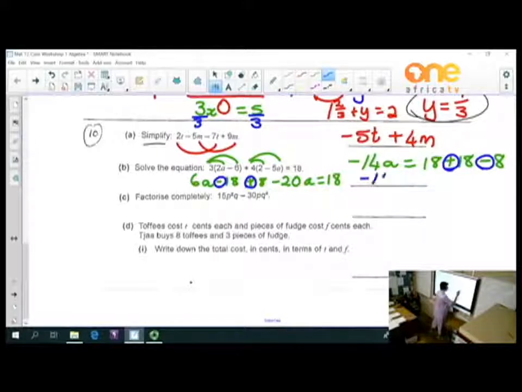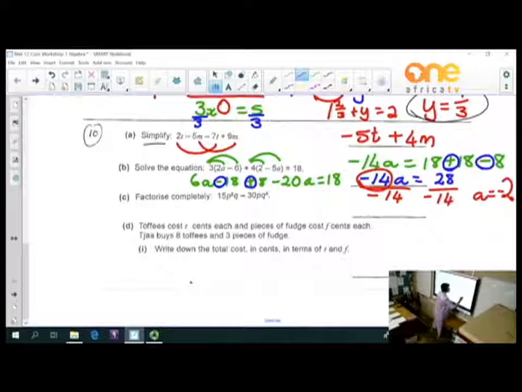So negative 14a is equal to 28. And if you divide now the a again, we're going to divide with a coefficient. This is the coefficient, so we divide with negative 14 and divide with negative 14, which makes a equal to negative 2. A is equal to negative 2.